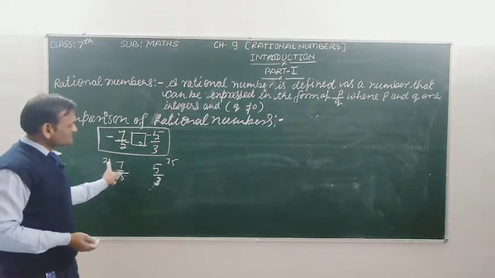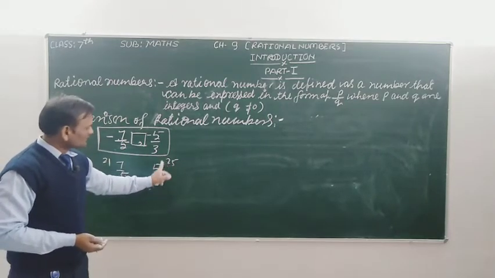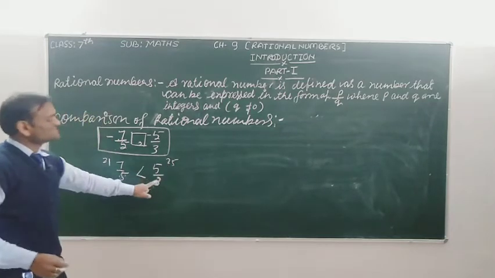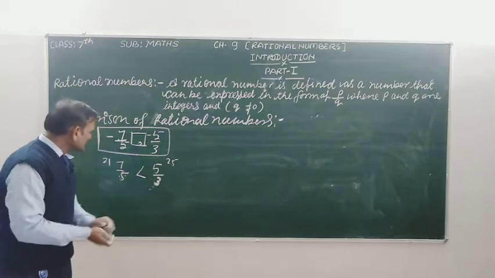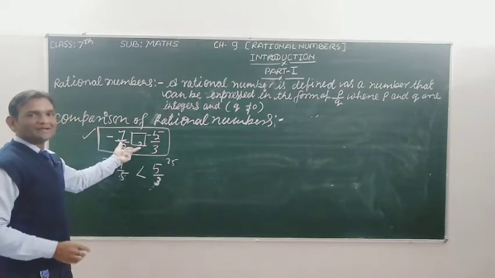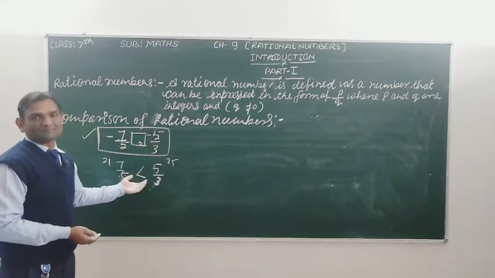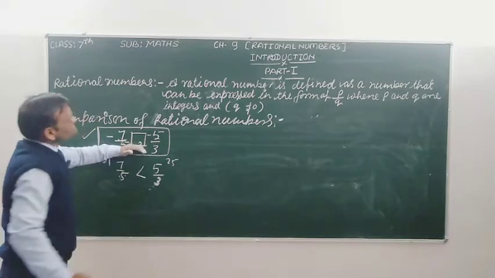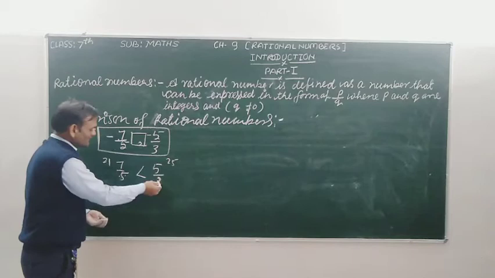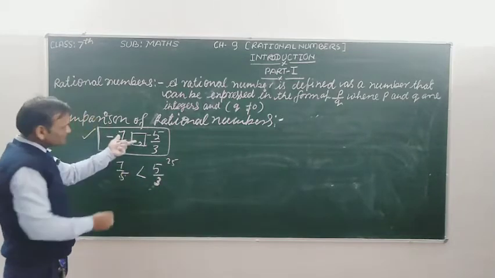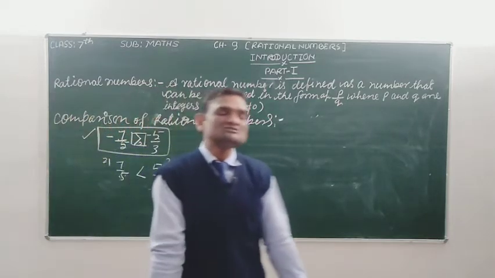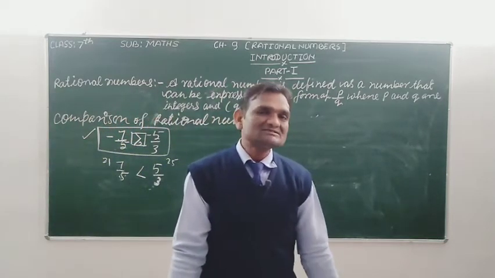So student, 21 is greater or 25? Easily you can say 25 is greater. It means 5 upon 3 is greater than 7 upon 5. But in the case of this rational number, write the reverse order of this order. 5 upon 3 is greater, 7 upon 5 is smaller. So in this case 7 upon 5 is greater and minus 5 upon 3 is smaller. Opposite way, reverse order you will use here.